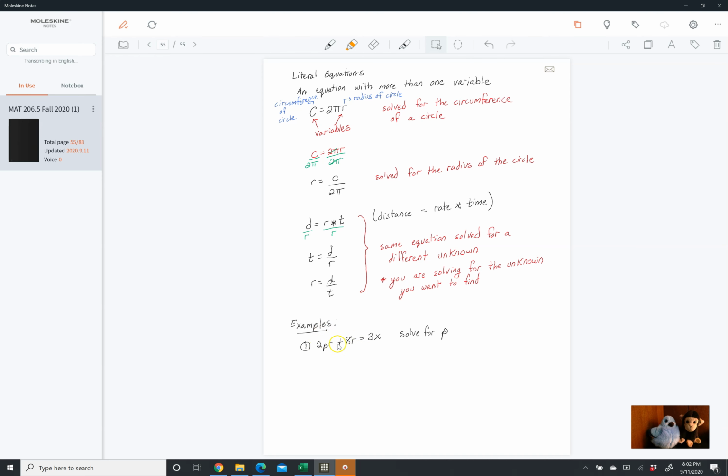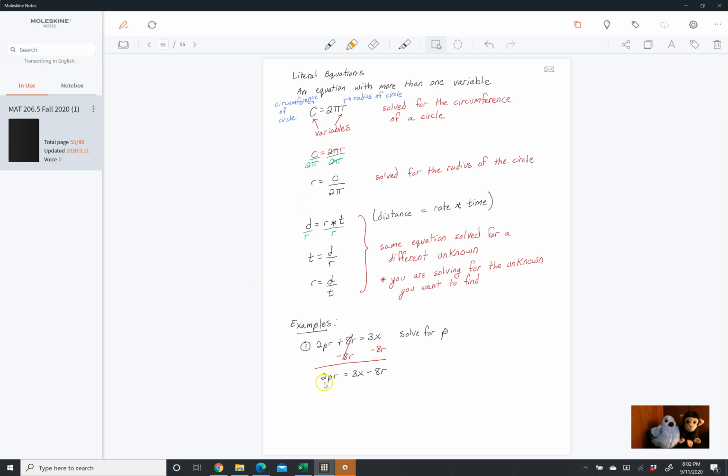So the idea is you want to get the term that has the p in it by itself. So we're going to get rid of this 8r. So we're going to subtract 8r from both sides. So notice this 8r is going away, and we're getting closer to getting that p by itself. So this gives us 2pr is equal to 3x minus 8r. And you could have written negative 8r plus 3x. That would have been fine. There's no official order here.